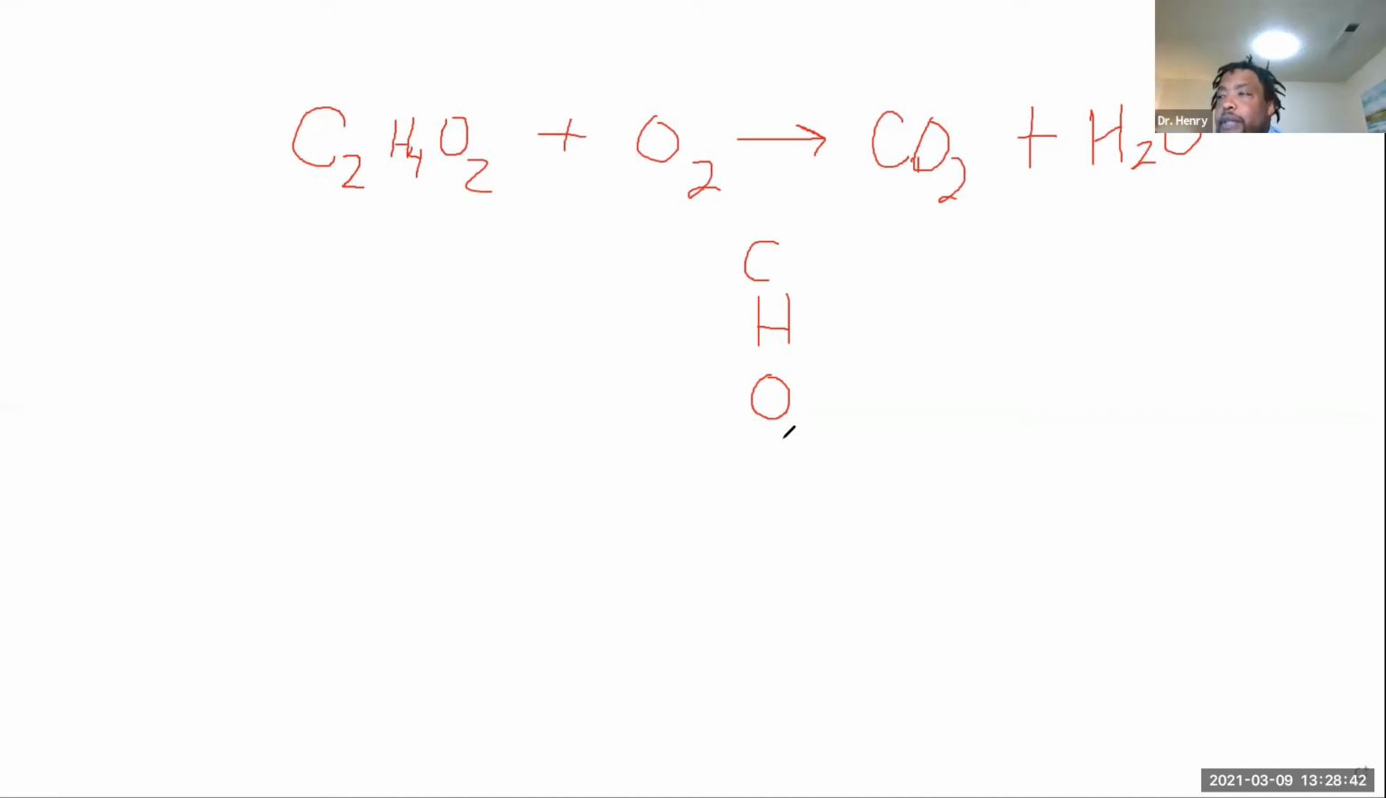Okay, so we put the elements down. How many carbons do we have? Maria, how many carbons do we have on the reactant side? We have 2. And on the product side? 0. Oh no, 1. If there's no number there, it's assumed to be 1, right?